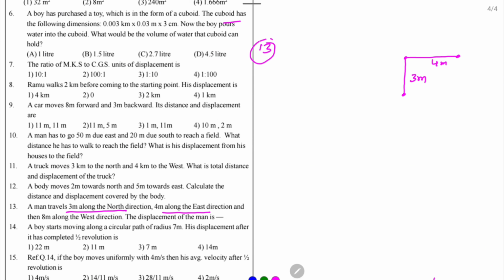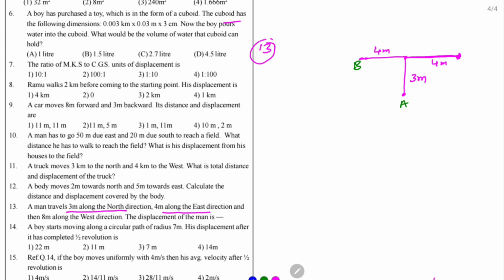Now he is here at this point, and 8 meters along the west. From here west, so he is coming back. So 4 meters has come, another 4 meters has to move to make 8. So this is 4 meters. So here A is the initial point and B is the final point, remember.